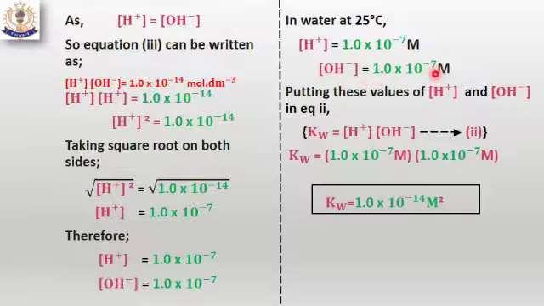Putting these values of H plus and OH minus ions in equation 2, this was our equation 2. After putting these values, that is H plus value is 1 into 10 raised to power minus 7 and OH minus ion value is 1 into 10 raised to power minus 7, taking the product of these both, multiplying them, we get 1 into 10 raised to power minus 14 molar squared, which is our desired value. We got that after conductivity experiments that Kw is equal to 1 into 10 raised to power minus 14.